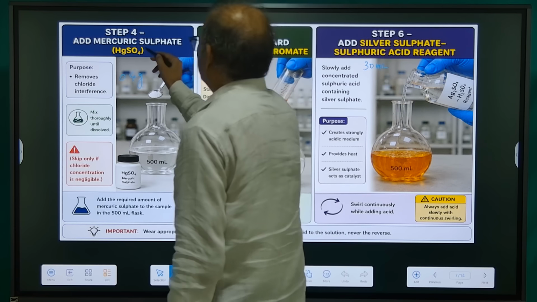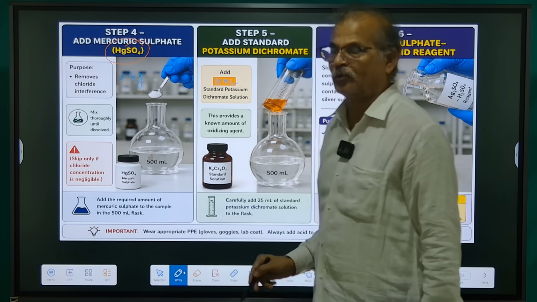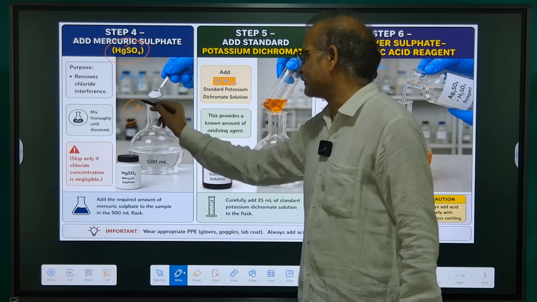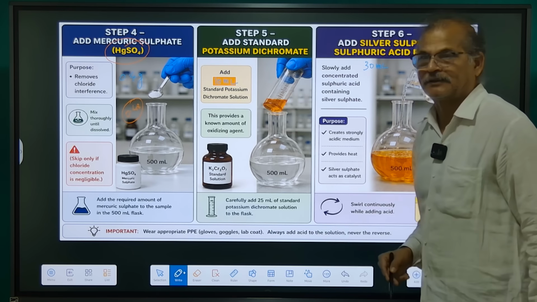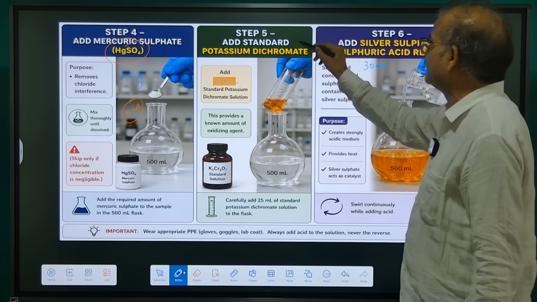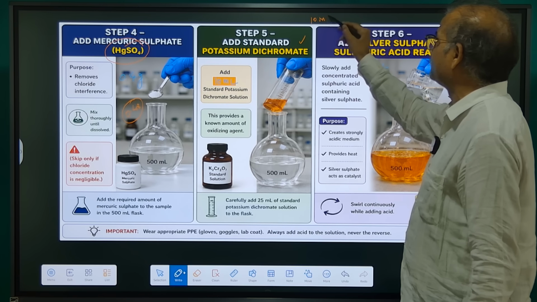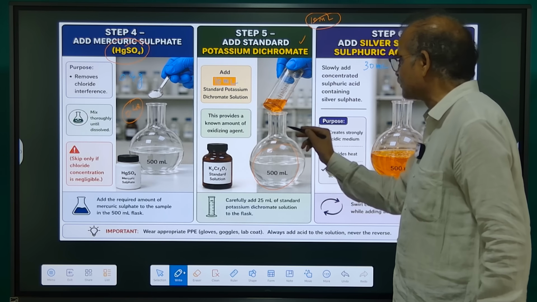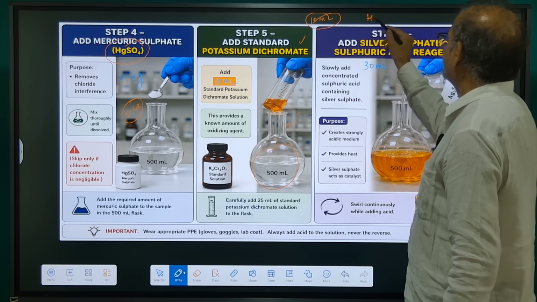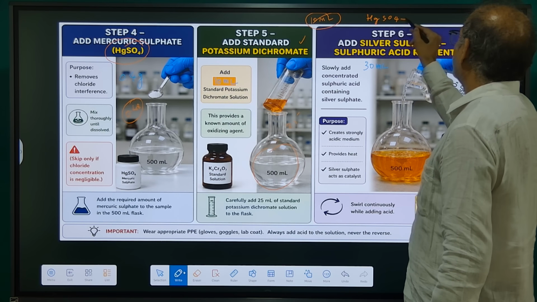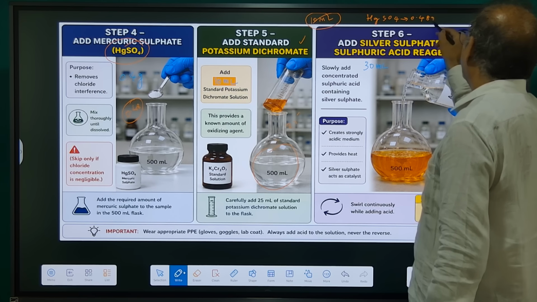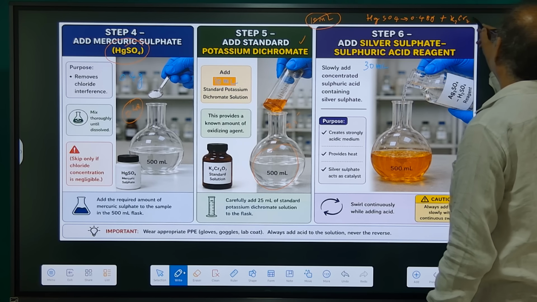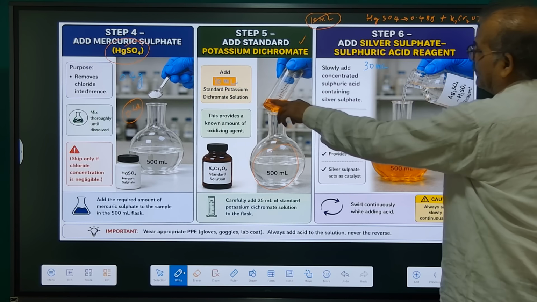Then we add mercuric sulfate, exactly 0.48 gram, and mix it properly. Then 10 ml of the K2Cr2O7 potassium dichromate that we have prepared. We mix it in the 25 ml solution, that is, HgSO4 0.48 gram plus this potassium dichromate 10 ml.